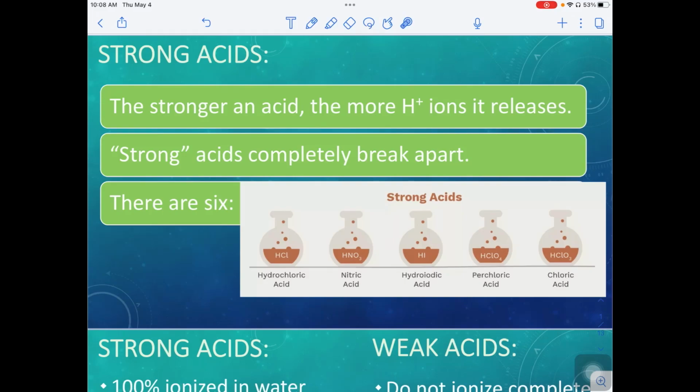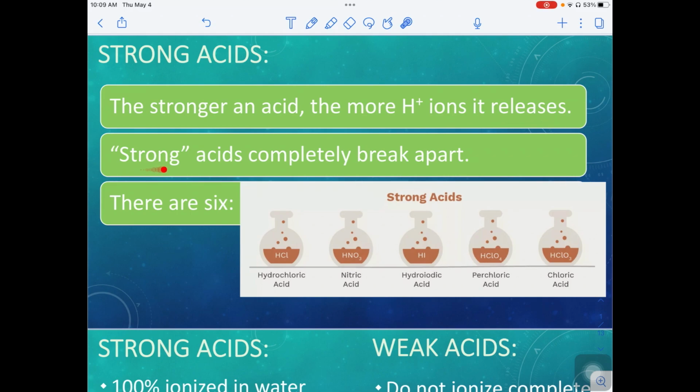Strong acids are acids that completely break apart when they're added to water. They completely dissociate. The stronger an acid, the more hydrogen ions it releases. We know this because the stronger an acid, the more the pH goes down. And when the pH goes down, it means that there are more hydrogen ions.